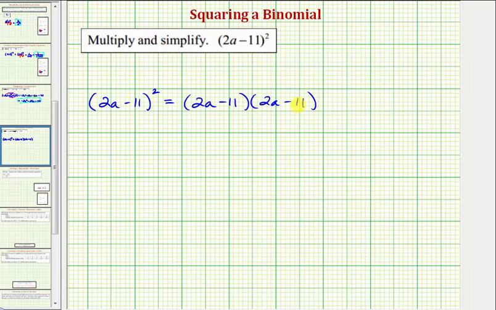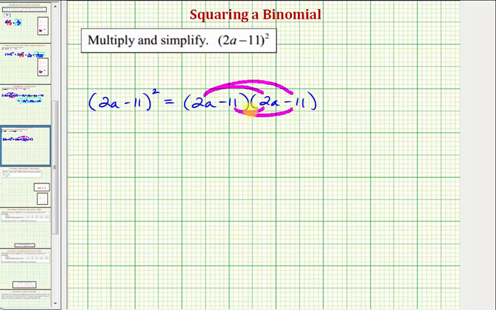And now to multiply two binomials, we will distribute both terms in the first binomial into the second binomial, which will give us four products. When we distribute 2a, we'll have 2a times 2a plus 2a times negative 11. When we distribute the negative 11, we'll have two more products. We'll have negative 11 times 2a plus negative 11 times negative 11.